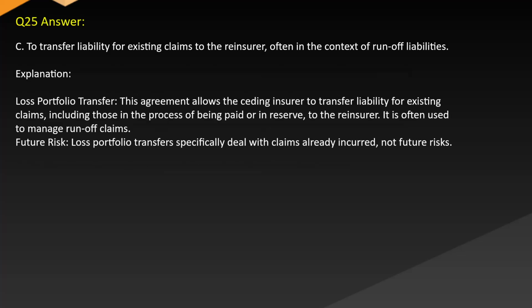Answer: C. To transfer liability for existing claims to the reinsurer, often in the context of runoff liabilities. Explanation: loss portfolio transfer. This agreement allows the ceding insurer to transfer liability for existing claims, including those in the process of being paid or in reserve, to the reinsurer. It is often used to manage runoff claims. Future risk. Loss portfolio transfers specifically deal with claims already incurred, not future risks.